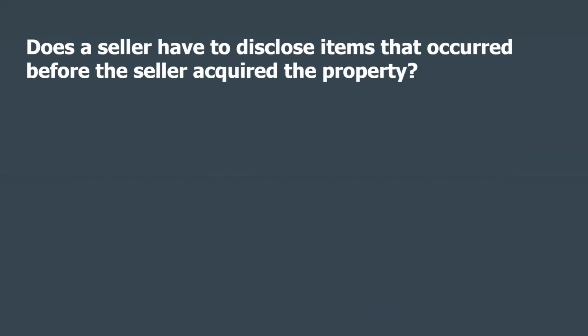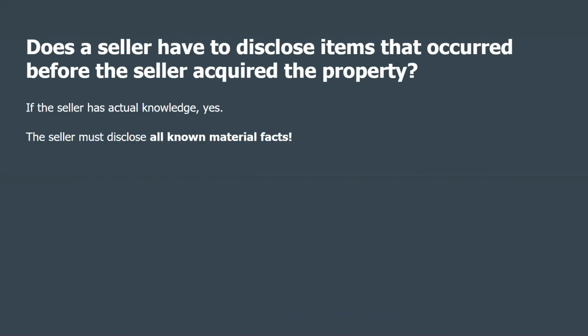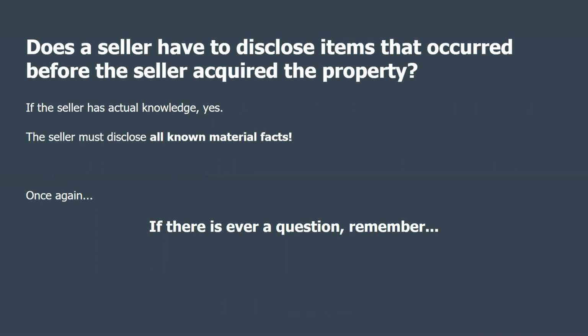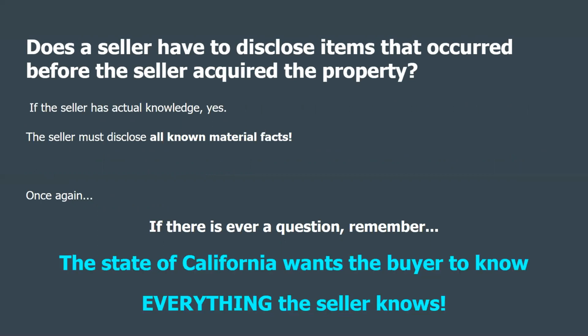Does the seller have to disclose items that occurred before the seller acquired the property? If the seller has actual knowledge, yes. The seller must disclose all known material facts. Once again, if there's ever a question, remember, the state of California wants the buyer to know everything the seller knows.